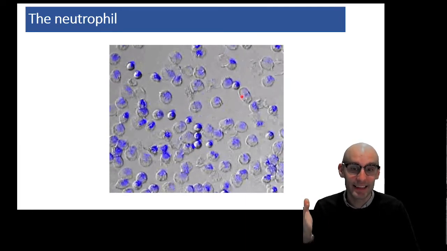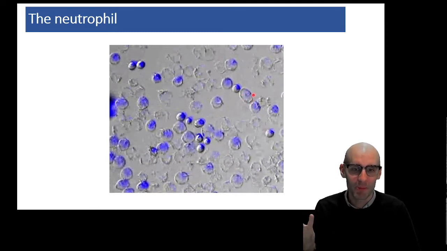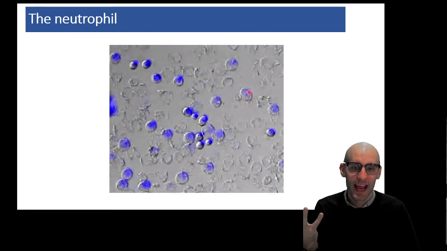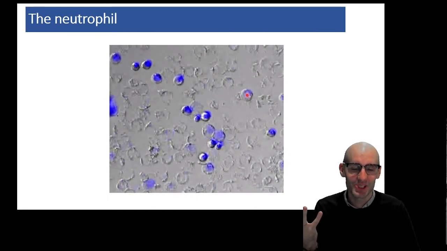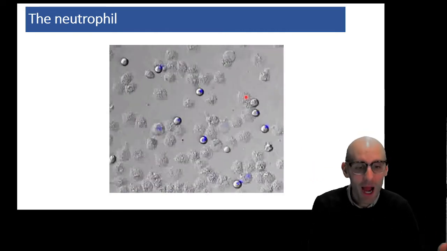The DNA is now in the cytosol. See how it's kind of spread out? It's not concentrated anymore. We can see the membrane's barely holding on here. And then it will eventually pop. Boom, the neutrophil pops. So why would it do this, right?